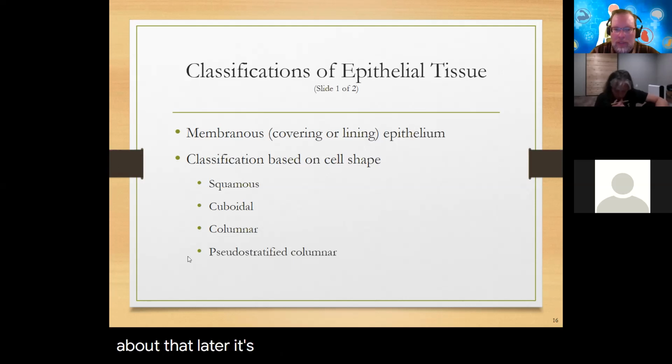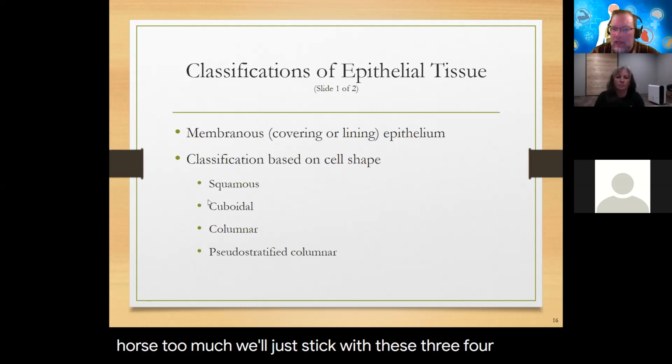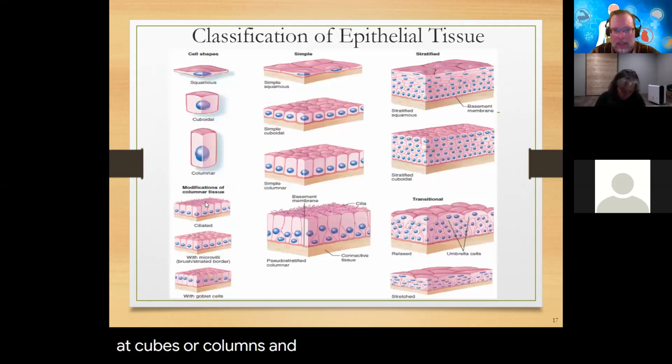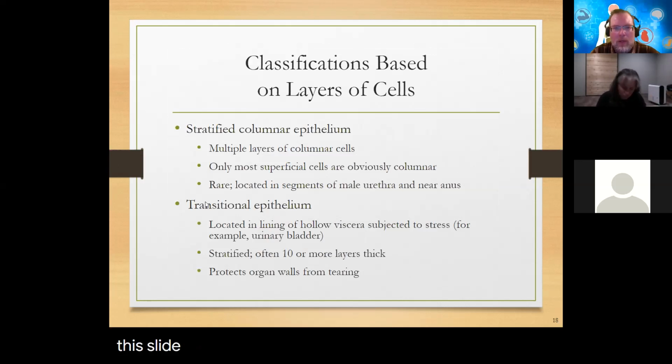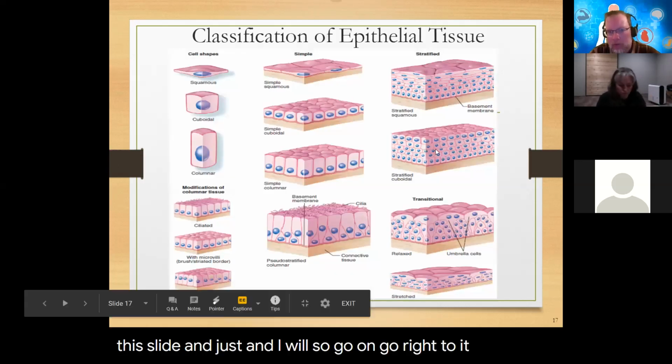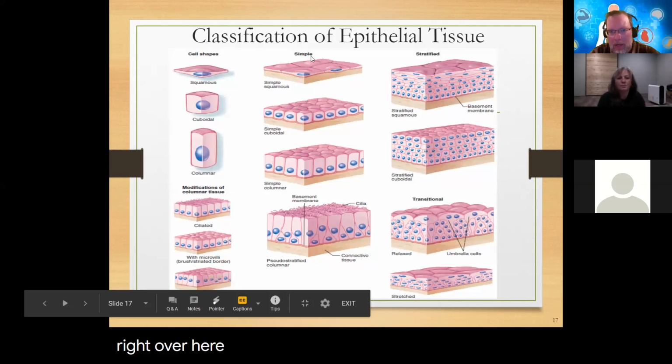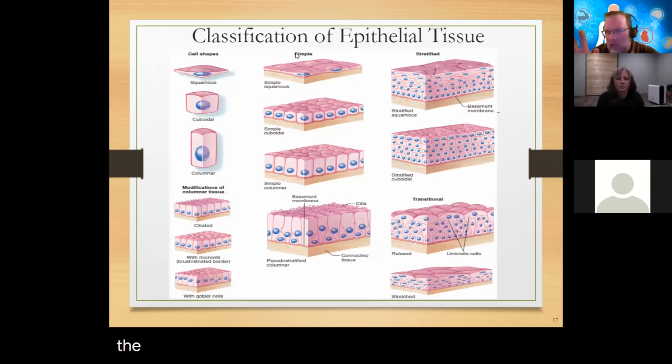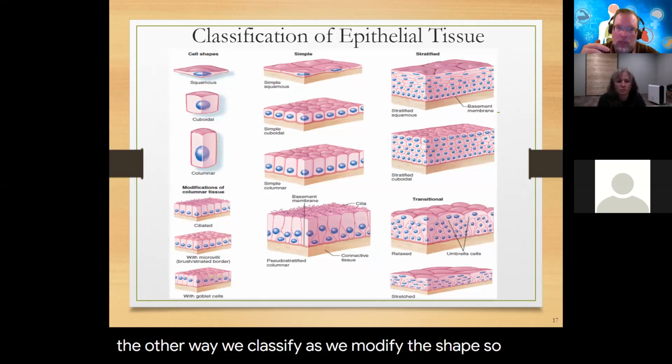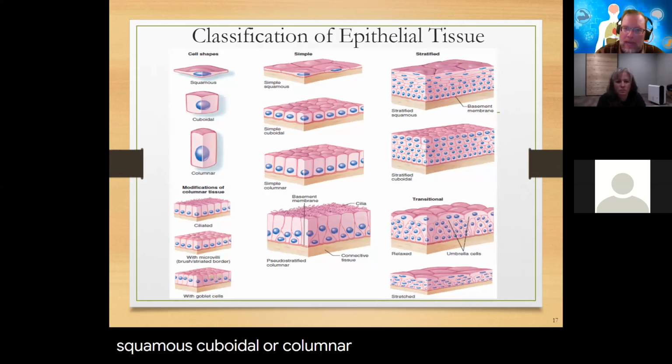I don't want to get the cart before the horse too much. We'll just stick with these three for now: flat, cubes, or columns. And then I'm going to come back to this slide, no, we'll go right to it. These two right over here, we see they're kind of hidden up here. The other way we classify is we modify the shape. So squamous, cuboidal, or columnar with an adjective, and that adjective is either going to be simple or stratified.